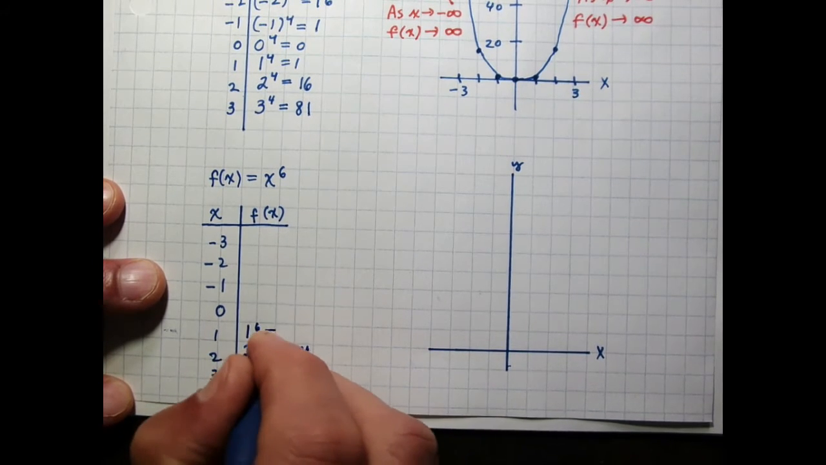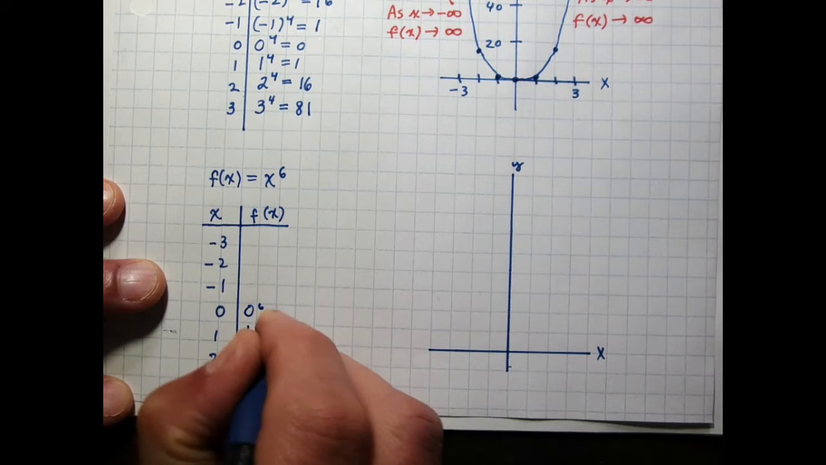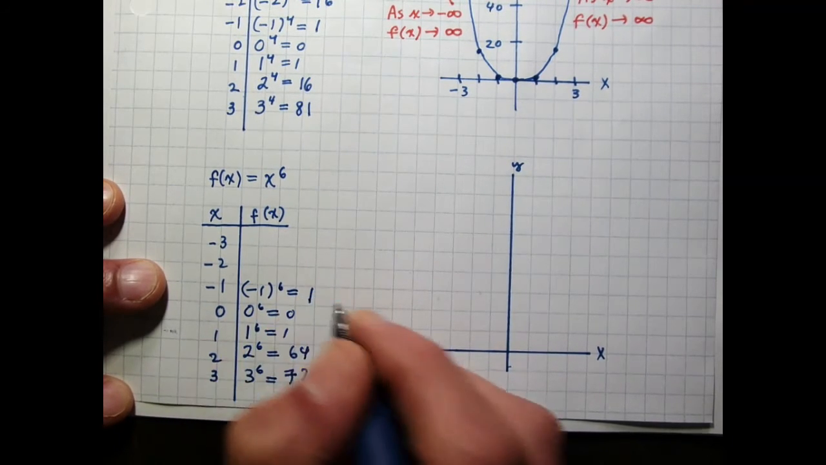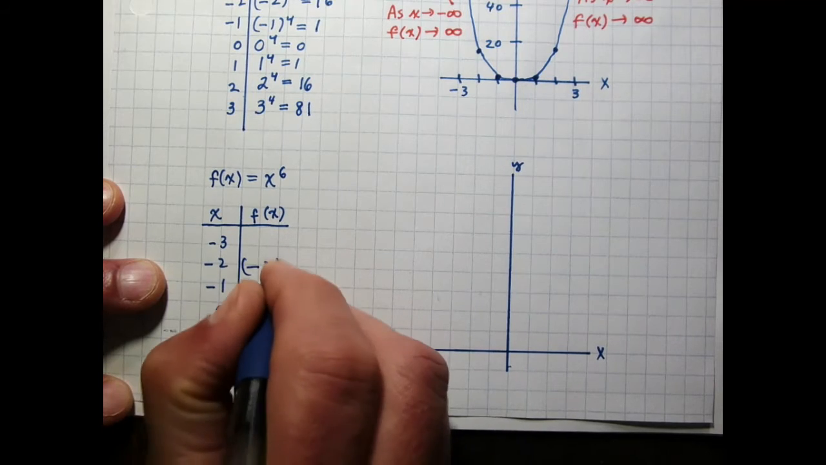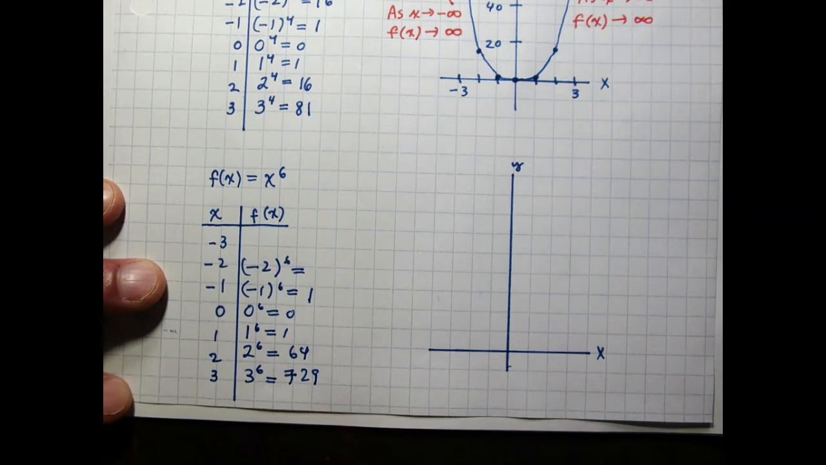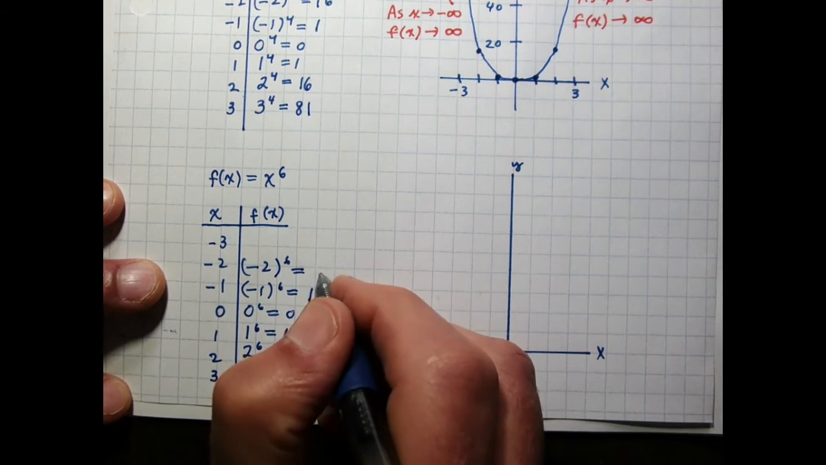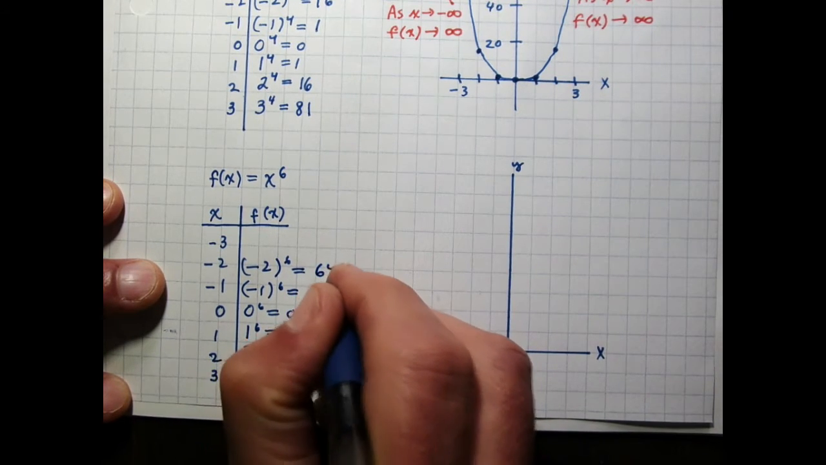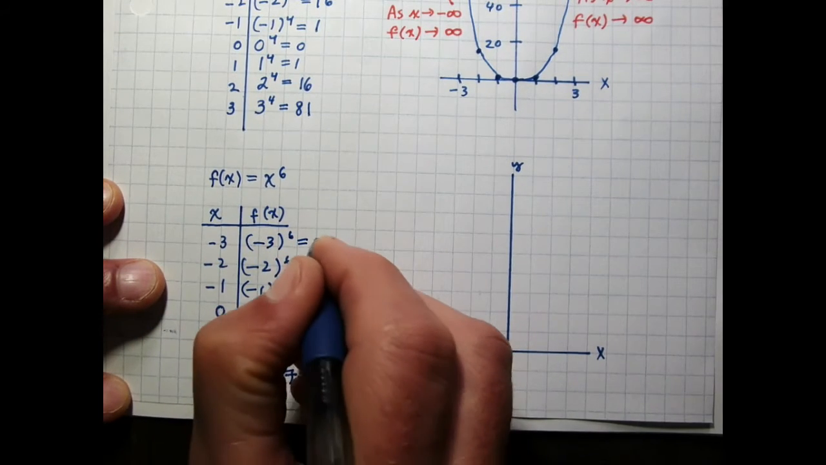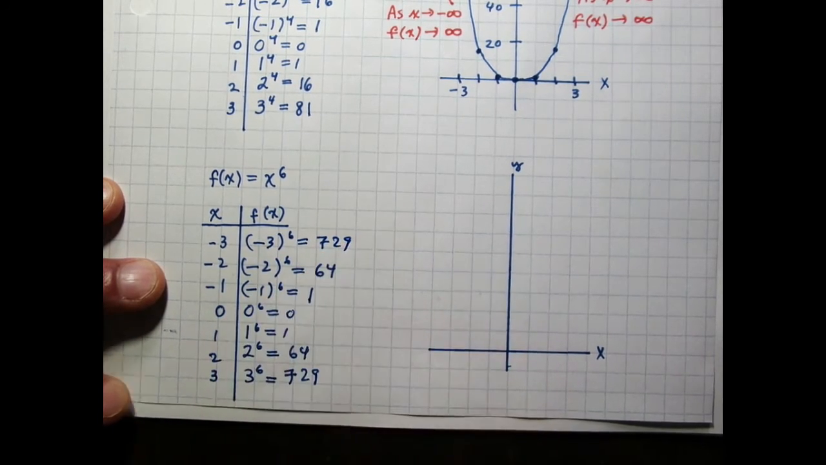1 to the 6th power is 1, 0 to the 6th is 0. Negative 1 to the 6th is positive 1. Again, negative 2 to the 6th. Now, I'm taking an even power of a negative number, so again, I'm going to get a positive result, right? This will be positive 64. Negative 3 to the 6th will be positive 729.